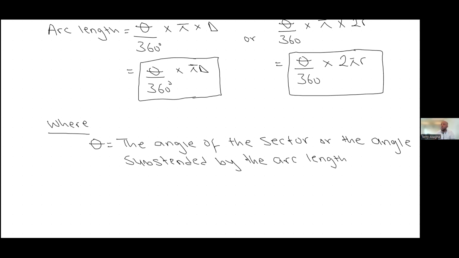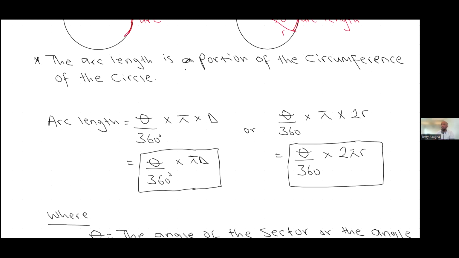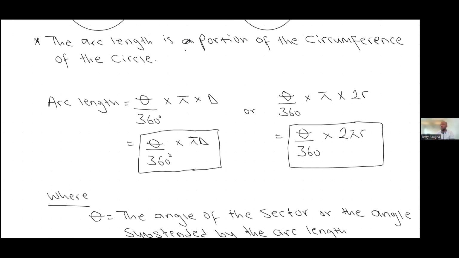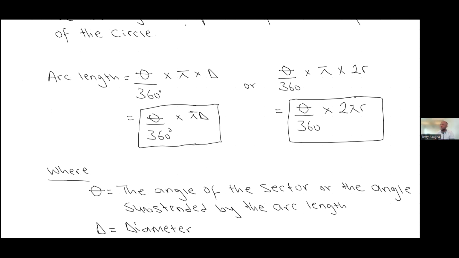And also we know that D is equal to the diameter and R is equal to the radius, okay? So we've had that. The arc length is equal to theta over 360 times pi d, or theta over 360 times 2 pi r, okay? Good.